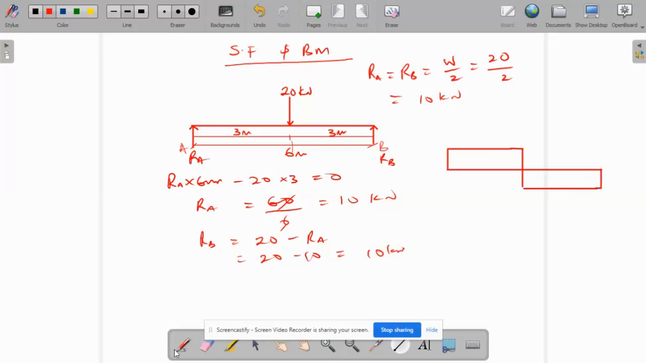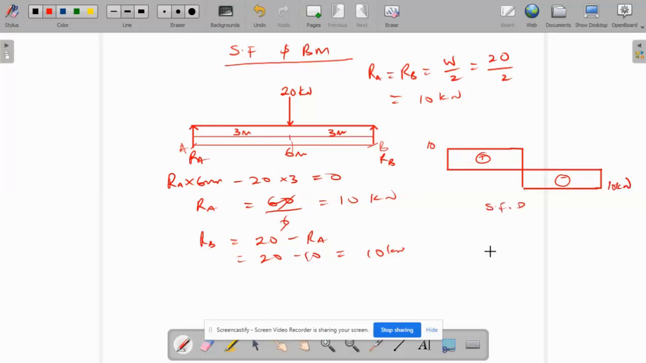The difference is that the first 10 kilonewton moves up. This is 10 kilonewton positive, because once it is 10 moving towards this side, it will meet this 20 kilonewton. 20 subtracted from the 10 gives us a balance of 10 kilonewton. So I have 10 kilonewton but negative. This one is positive. So this is our shear force diagram.